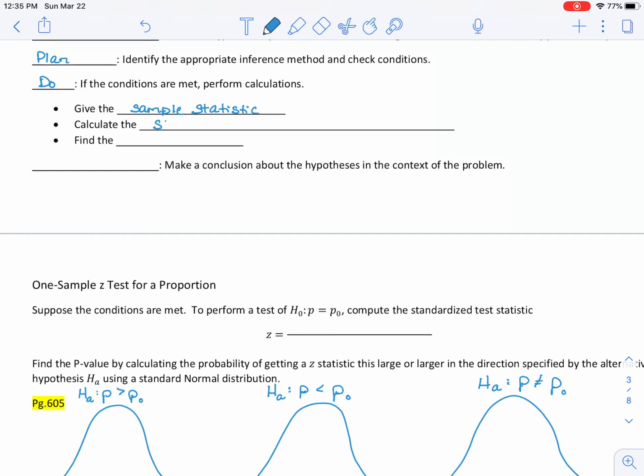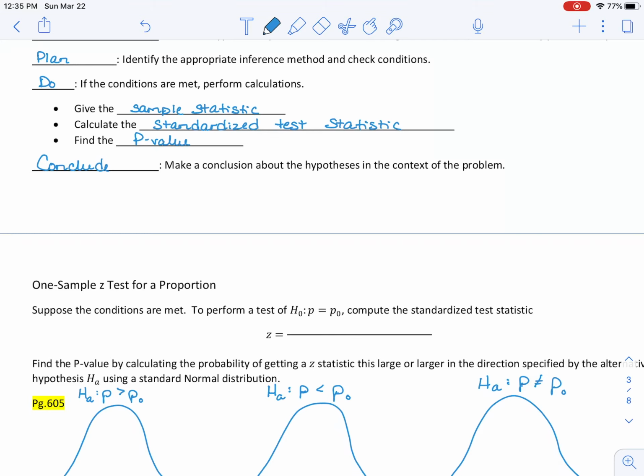Then use that value to standardize it. So calculate the standardized test statistic. This is that z-score we found earlier. And then use that to find the p-value. Once you have your p-value, you're ready to conclude. You're ready to make a decision about whether or not you can reject the null hypothesis, and what type of contextual summary you can make.